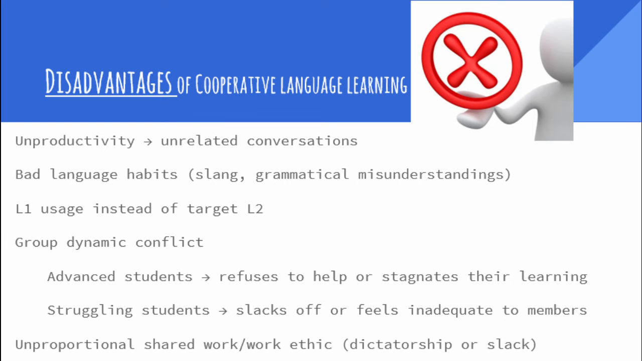The struggling students kind of slack off because they know there are smarter people in my group, I don't have to do as much. Or they're trying their best, but they're still not really proficient enough to help. Unproportional shared work. There could be one person that's a dictator telling you what to do, or one person who's slacking and pulls down the whole group, and everybody has to do more work.